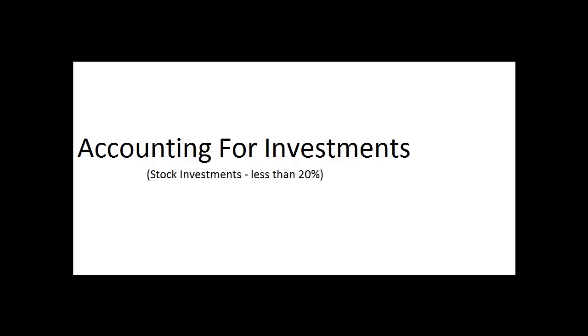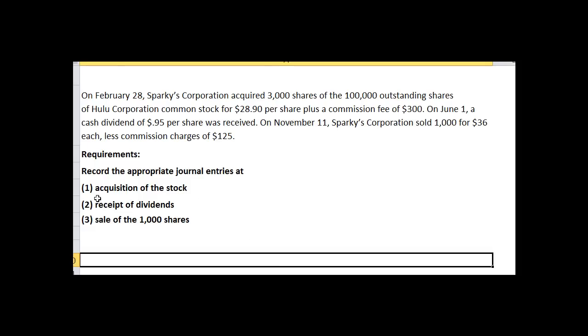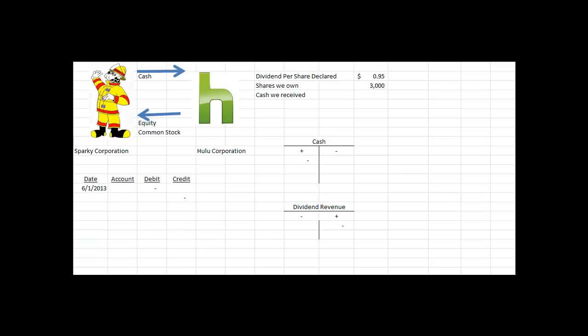This video is a continuation of the accounting for investments when we are an organization that buys less than 20% of the outstanding stock. In this particular video, we will be walking through the receipt of dividends for the problem listed above.